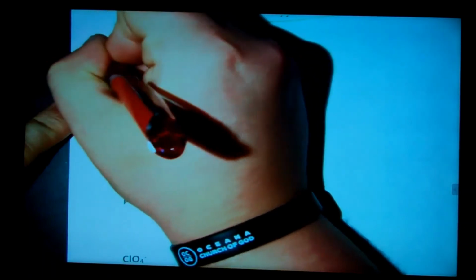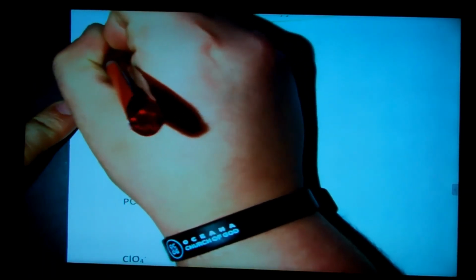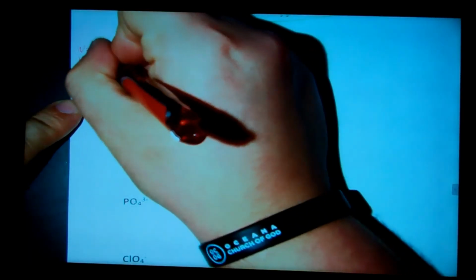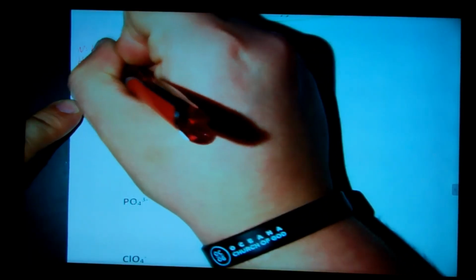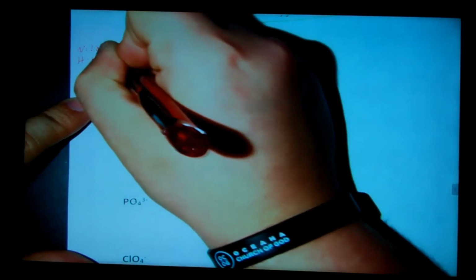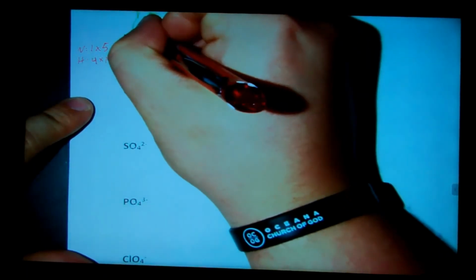Nitrogen, there's 1 of them. There's 4 hydrogens. There's 5 valence electrons per nitrogen, and 1 valence electron per hydrogen. Please remember where I'm getting that from. I'm getting that off the periodic table. So 5 plus 4 gives me 9. Well, that's weird. Oh wait, I have this charge.